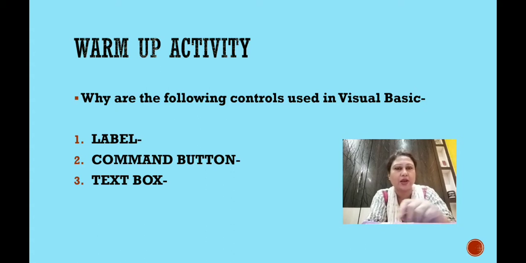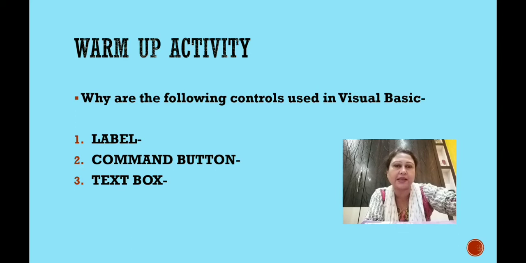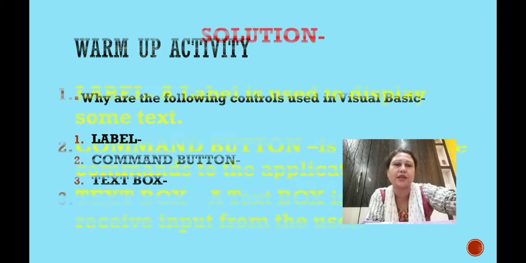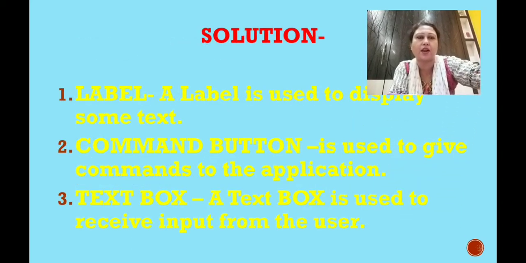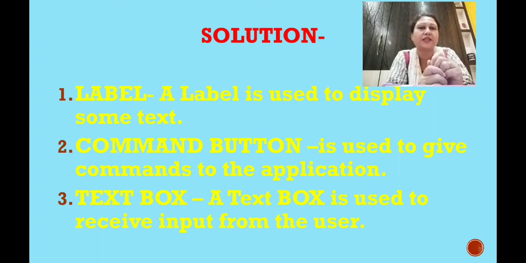Okay, so here I have the solution for these. First of all, a label is used for displaying some text in a form. That is, if you insert a command button, the text which is going to display after clicking or executing the command button is going to display in the label control, and that's why a label is used to display some text in a form.